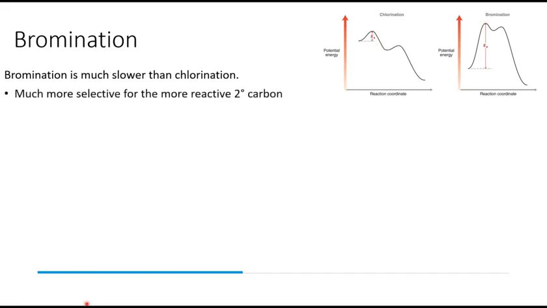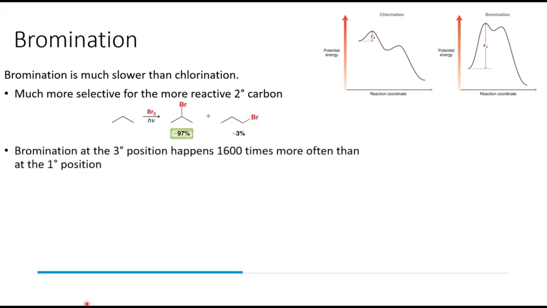Bromination is much more selective for the more reactive secondary carbon. If we have, for example, propane, we will get the 2-bromopropane at 97% versus 3% of the 1-bromopropane. Bromination at a tertiary position happens 1,600 times more often than a primary position. So while chlorination would give us a significant amount of both products, take a look here, we would pretty much get 100% bromination at a tertiary position.